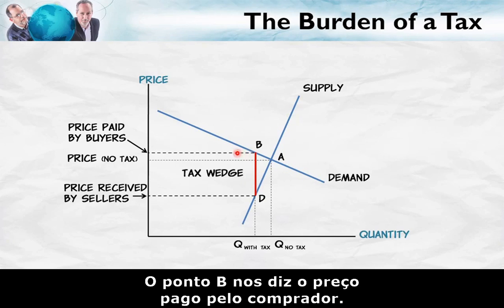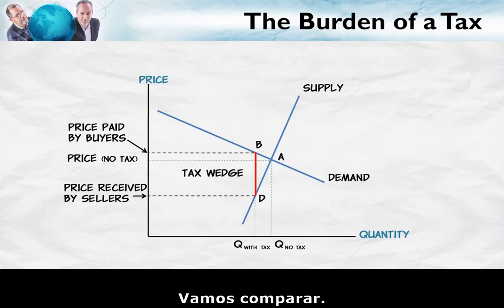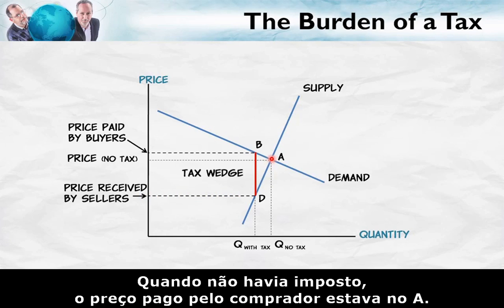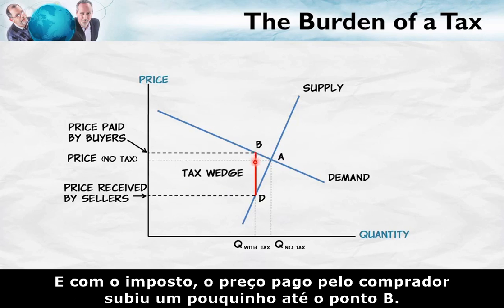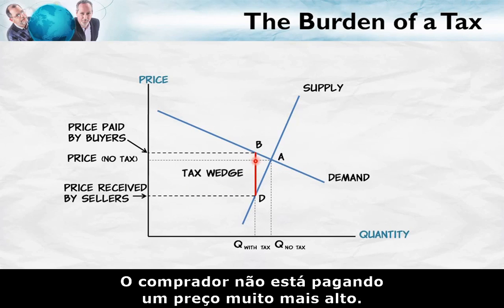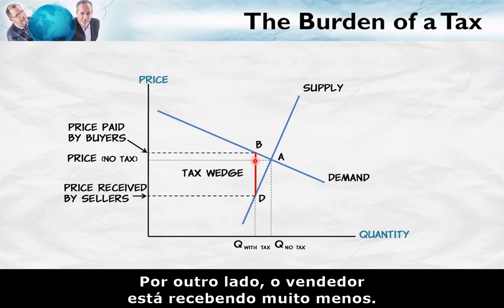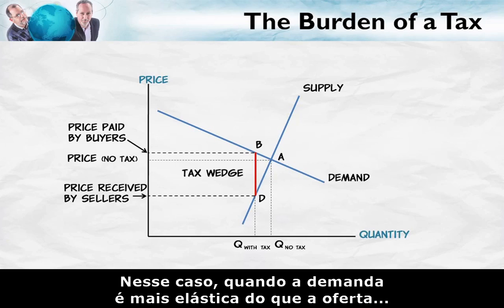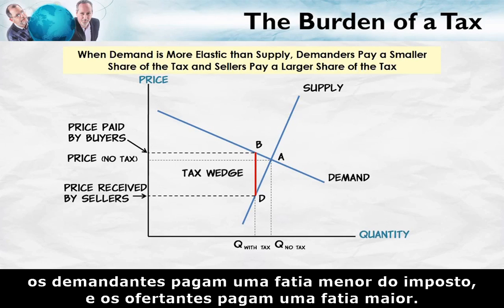Point B tells us the price paid by the buyer. Point D tells us the price received by the seller. Let's compare. When there was no tax, the price paid by the buyer was at A, and with the tax, the price to the buyer goes up a little bit to point B. The buyer isn't paying much of a higher price. On the other hand, the seller is receiving a lot less. In this case, when demand is more elastic than supply, the demanders pay a smaller share of the tax, and the suppliers pay a larger share.